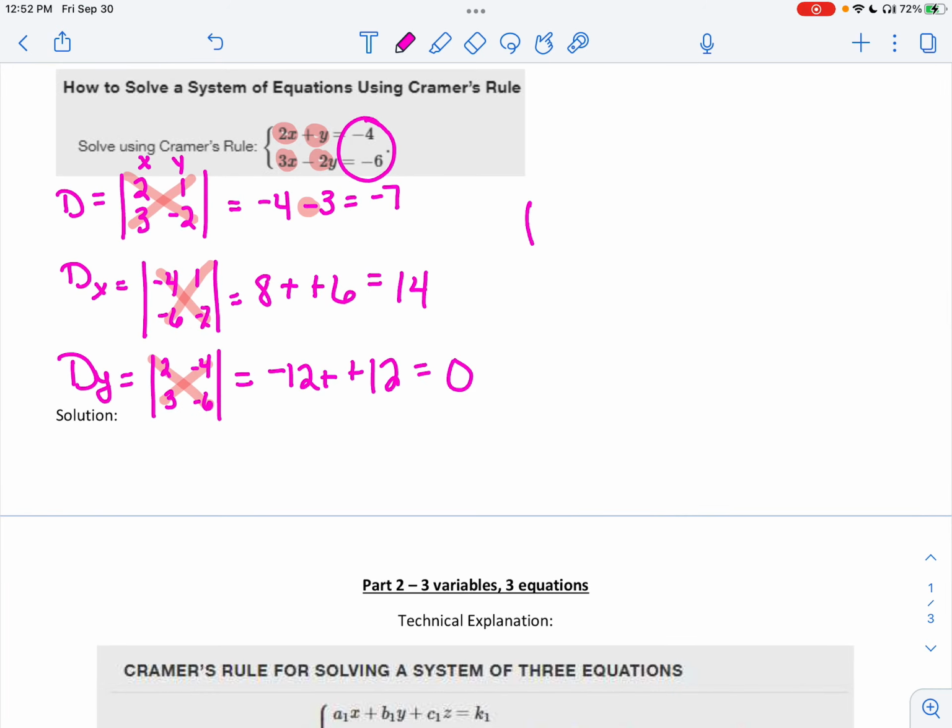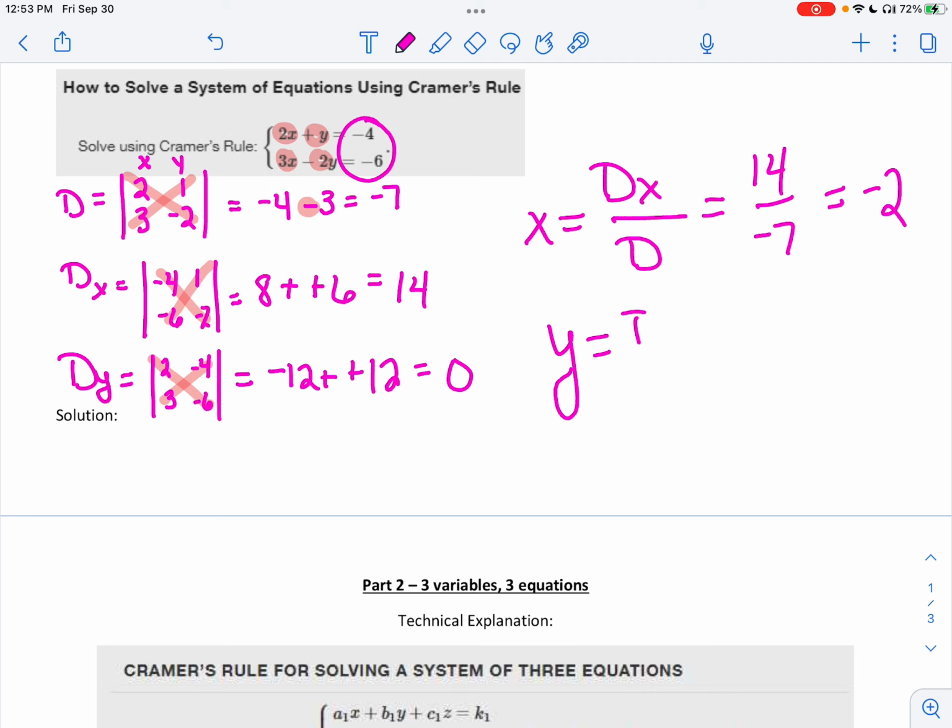So in order to solve for x, we do the determinant of x divided by the determinant itself. So that will be 14 divided by -7, so x should be -2. To find y, we find the determinant of y and divide by the determinant itself. The determinant of y was 0. 0 divided by the determinant is 0. So sure enough, the solution to this system is -2 and 0.